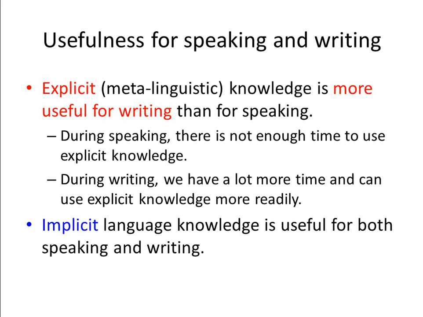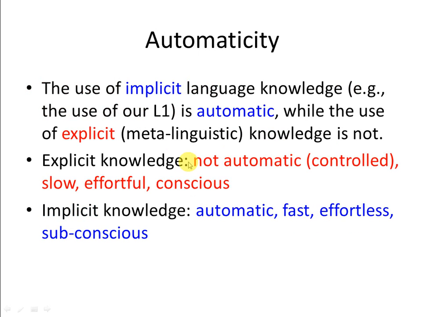And these two types of knowledge also differ in their usefulness for speaking and writing. Explicit or metalinguistic knowledge is more useful for writing than for speaking. Why is it so? During speaking, there is not enough time to use explicit knowledge. So please remember that.